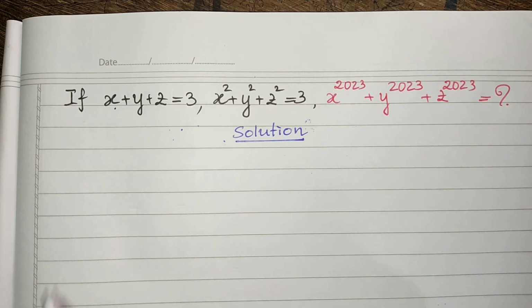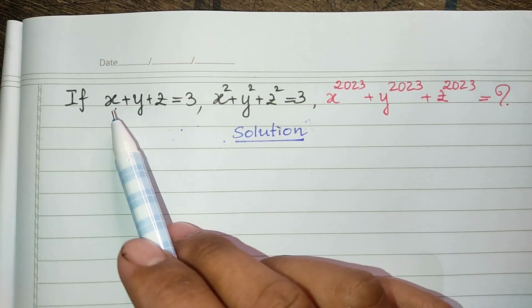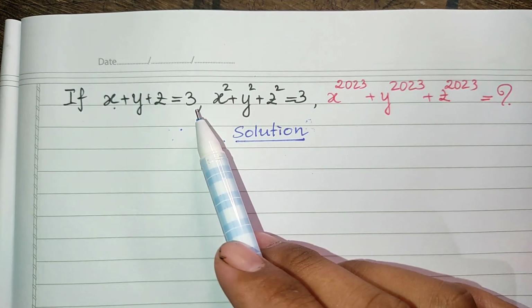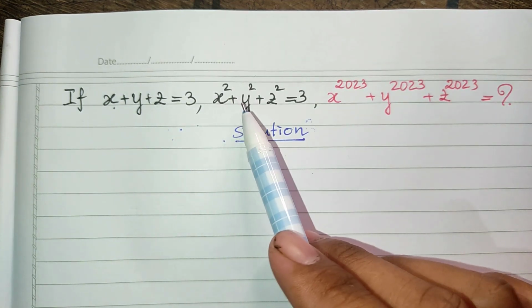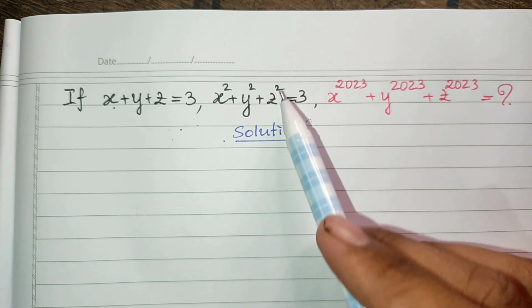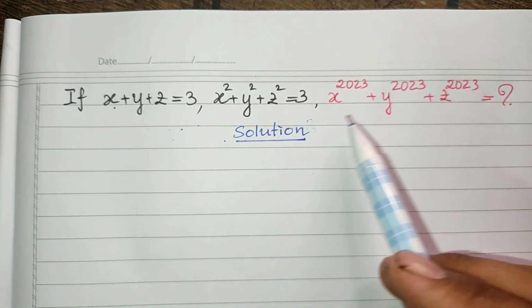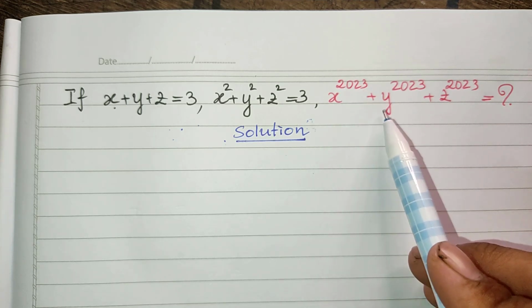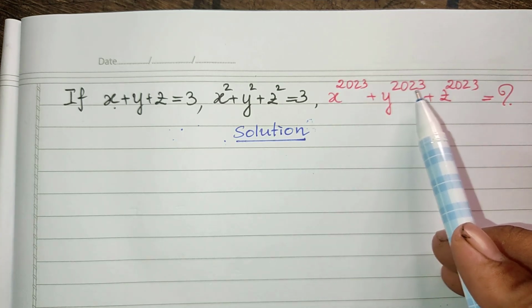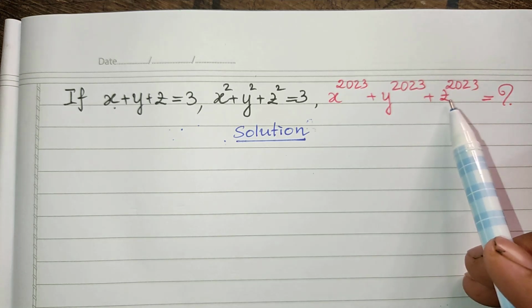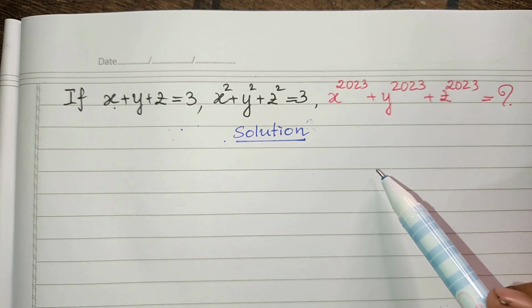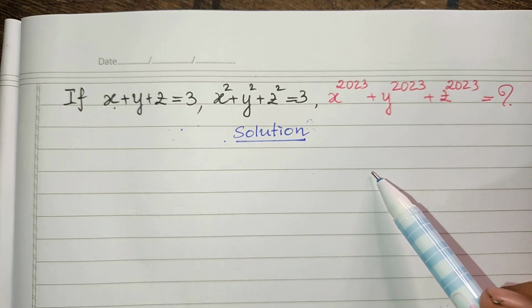Today I have one exercise. If x plus y plus z equals 3 and x squared plus y squared plus z squared equals 3, find the value of x power 2023 plus y power 2023 plus z power 2023. Do you know how to solve this? If you know, please do it.